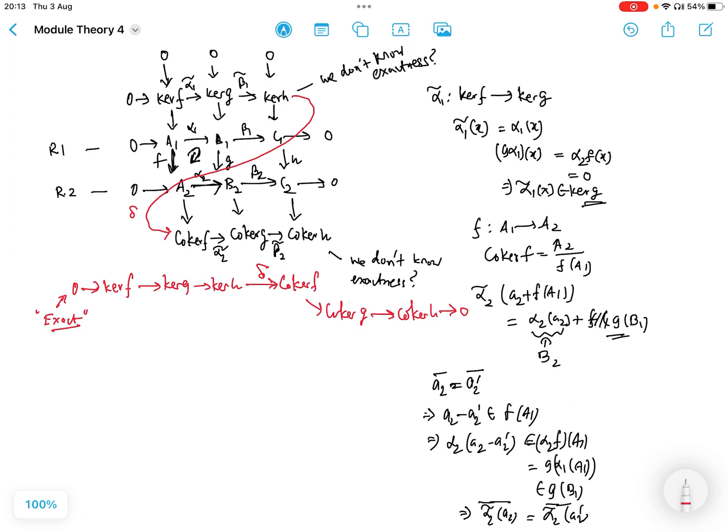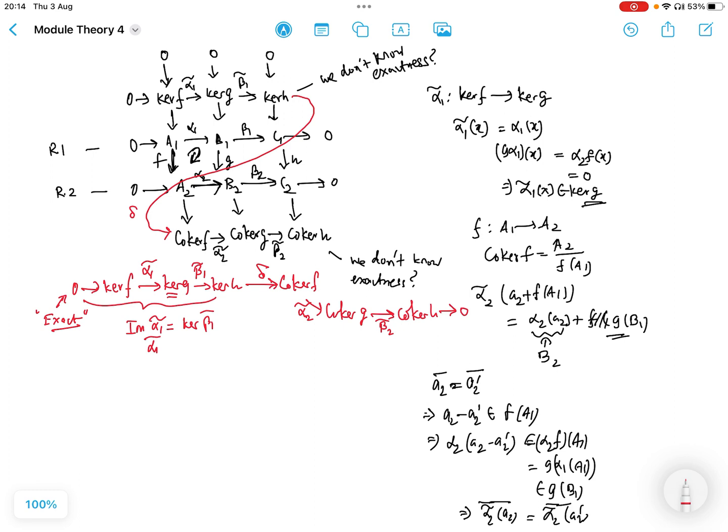So firstly we'll need to show that this part is exact. So this map is alpha 1 tilde, this is beta 1 tilde, and this is alpha 2 tilde, right? This is beta 2. Okay, so we have a lot of things to prove here. Firstly, we need to show that image of alpha 1 tilde is the same as kernel of beta 1 tilde. That is number one, to show exactness at this part, at kernel of G.